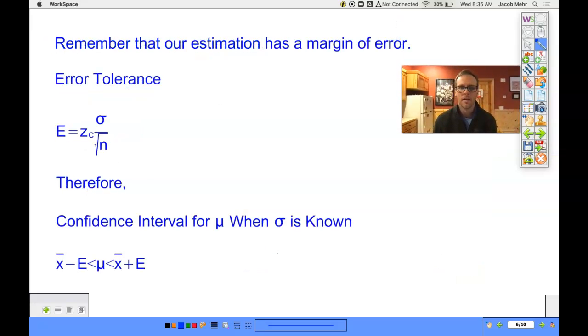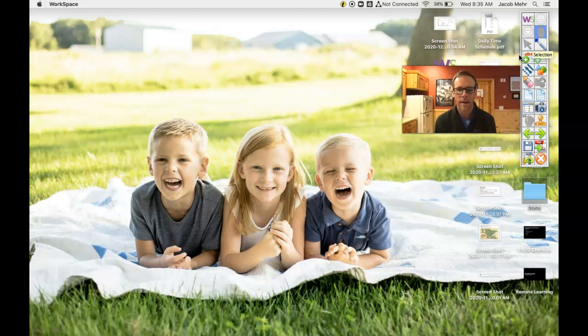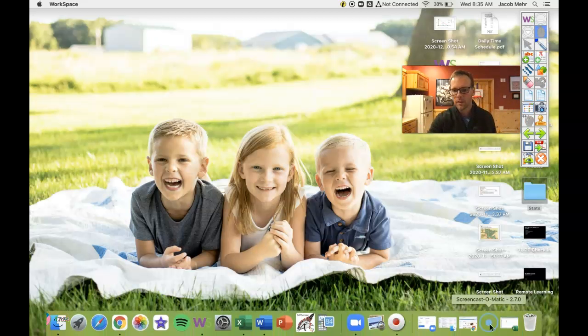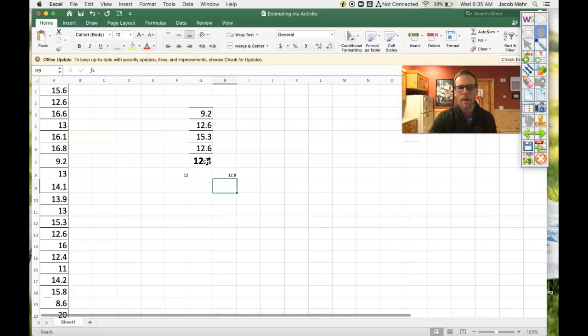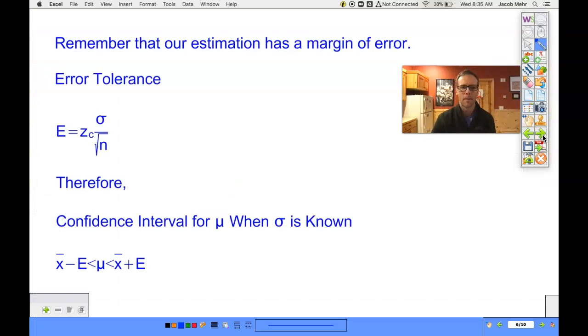Okay. Now, remember, x bar is an estimate of mu. There is a margin of error. So how do we calculate that margin of error? Remember that in this, I said, okay, well, maybe our estimate is 12.4, but we're going to say it's between 12 and 12.8. All right. How do we calculate that? How do we find that margin of error?